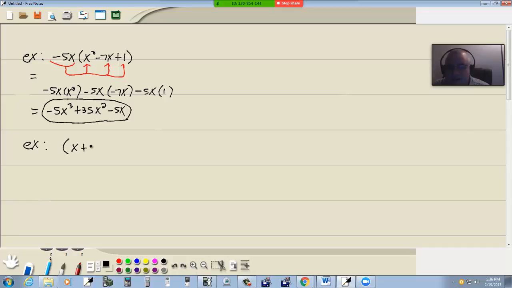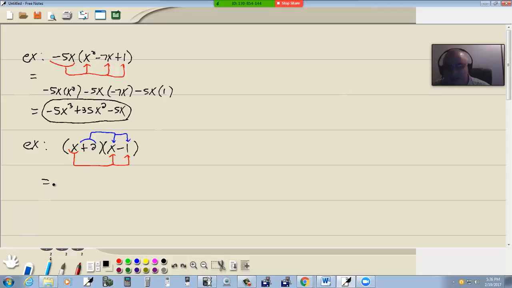Now if I had x plus 2 times x minus 1. Notice in our first parentheses we have 2 terms, second parentheses we have 2 terms. So we're going to use the line method again. We'll take our first term in the first set of parentheses, and we'll multiply it times each term over here. Then we'll take our second term in the first set of parentheses, and multiply it times each term over here.